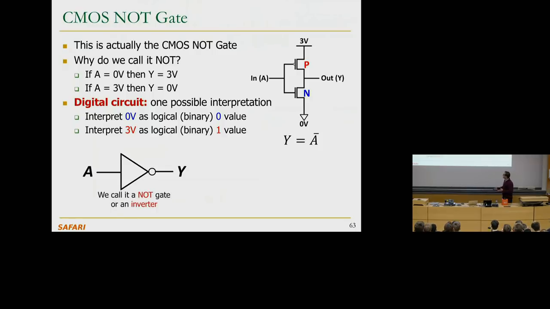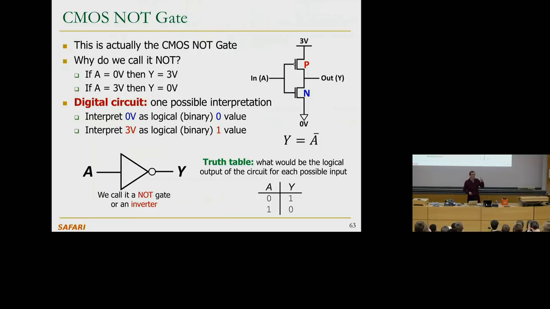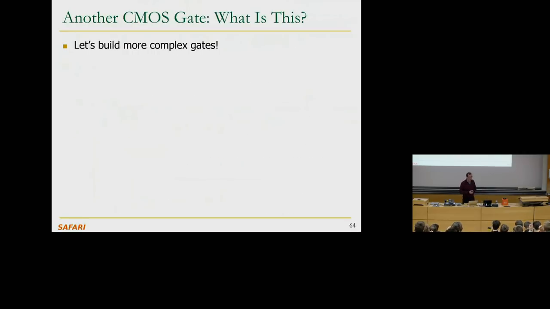Okay, so we call it a NOT gate or an inverter, and the truth table, as I showed you earlier, tells you what would be the logical output of the circuit for each possible input. In this case, you have only one input, so the truth table has 2 entries, or 2 rows over here, and you get the possible outputs. We're going to form truth tables, and you can express any circuit, basically any Boolean function, with a truth table. Okay, so let's build more complex gates.